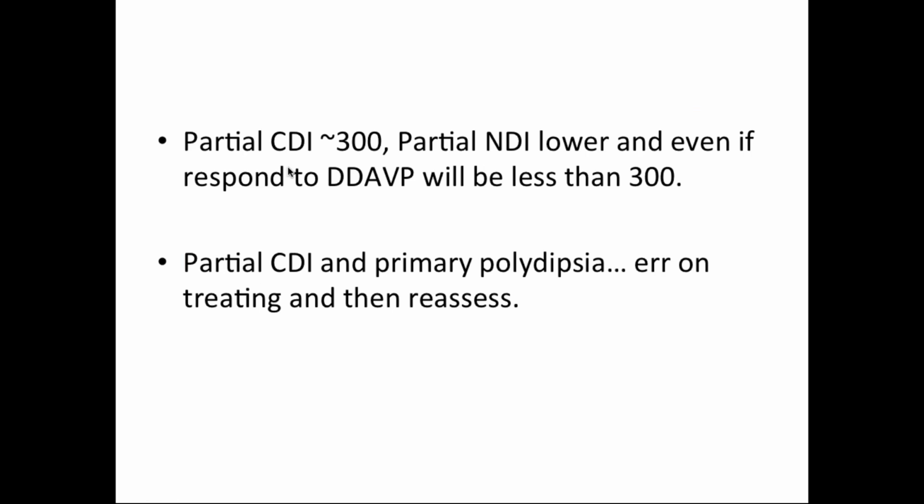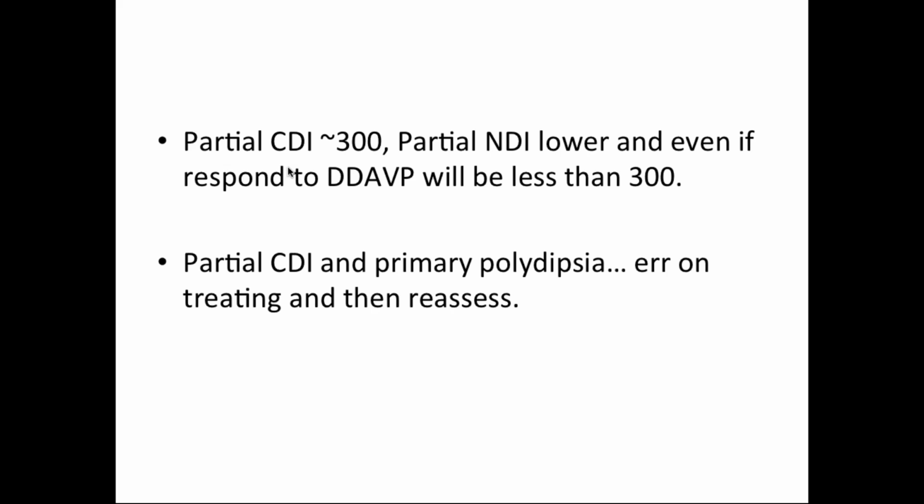And the other thing that might help you in differentiating between partial central diabetes insipidus as well as partial nephrogenic diabetes insipidus is the level of urine osmolarity. Most partial central diabetes insipidus will get around isoosmolar with the DDAVP, or even without DDAVP will get at least around 300, while partial nephrogenic diabetes insipidus, even with DDAVP, will not get to around 300.